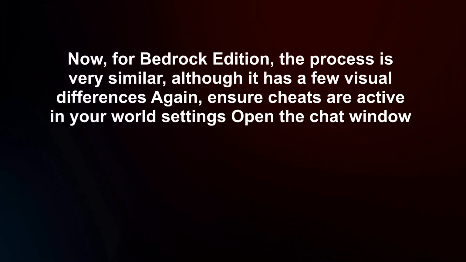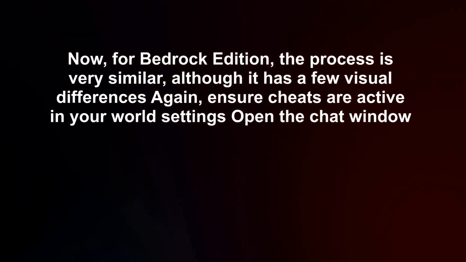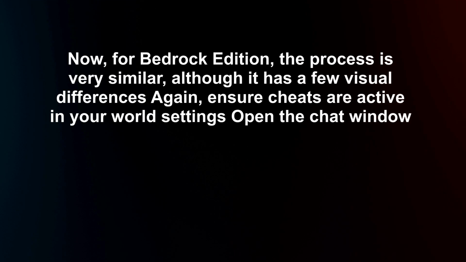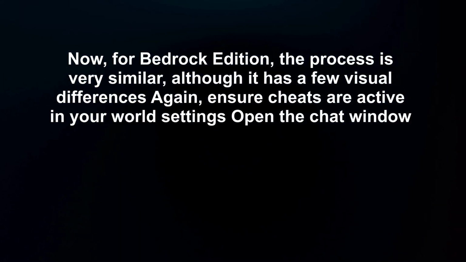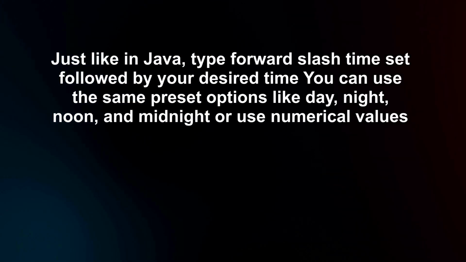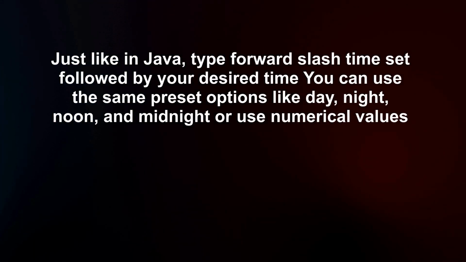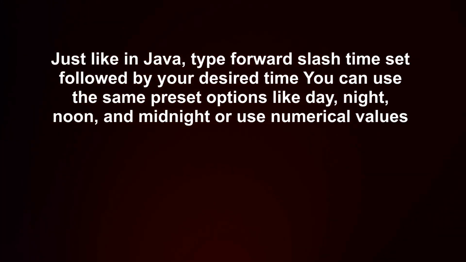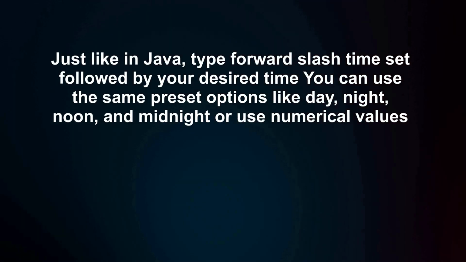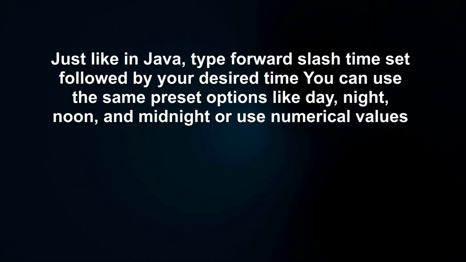Isn't that neat? Now, for Bedrock edition, the process is very similar, although it has a few visual differences again. Ensure cheats are active in your world settings. Open the chat window. Just like in Java, type /time set followed by your desired time. You can use the same preset options like day, night, noon, and midnight, or use numerical values. And voila, you're now a master of time in both versions of Minecraft.